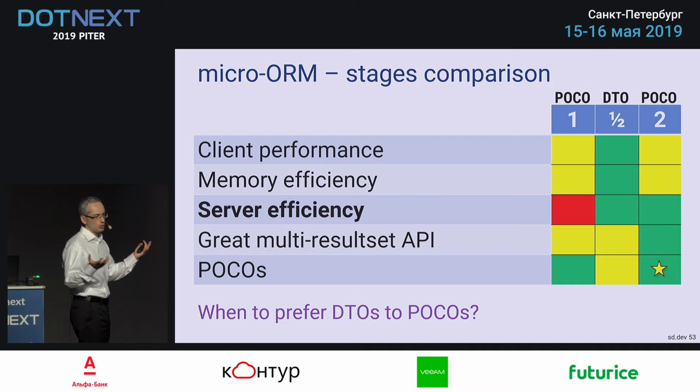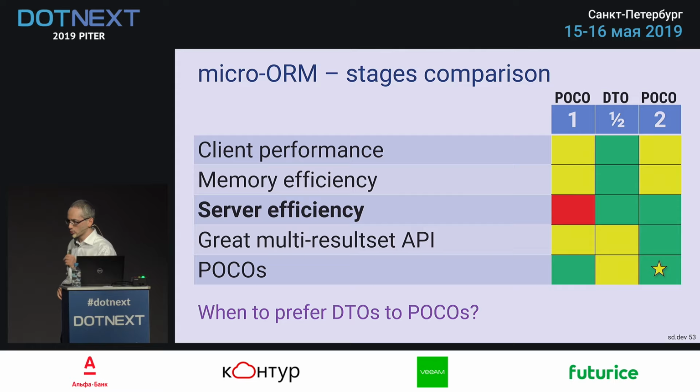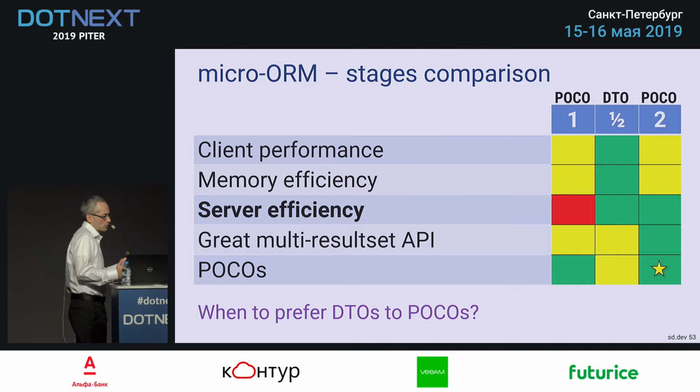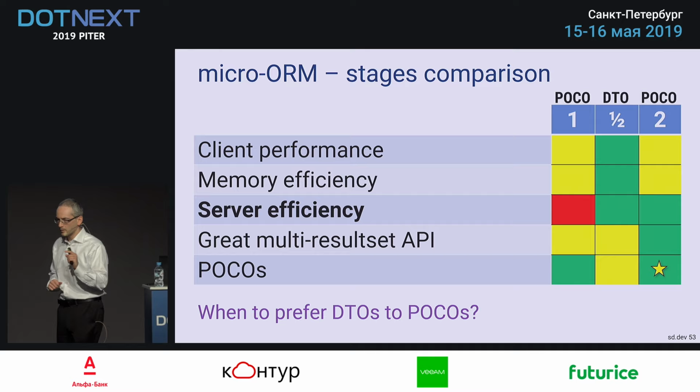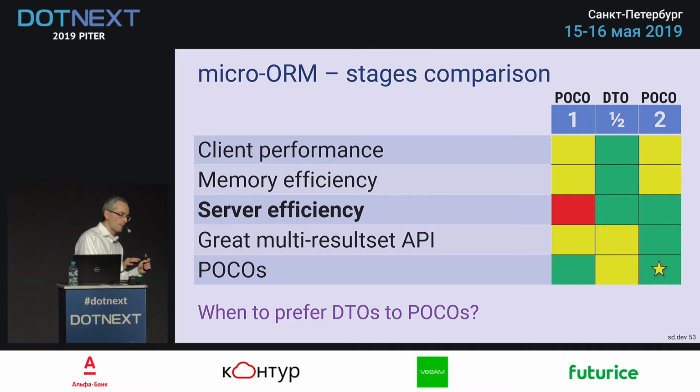And finally, what if it is the POCOs that you want? You don't care about anything else, you just want your POCOs. You want your precious POCOs. And if POCOs you want, then you have to look at the stages, obviously, that return POCOs. So we have the one stage that returns a list of POCOs and a two stage that returns a list of POCOs. The reason why I have a yellow star there for two stage is because the two stage does return POCOs, but with the caveat that the POCOs that it's going to construct and return to you will take a little extra time to be returned.